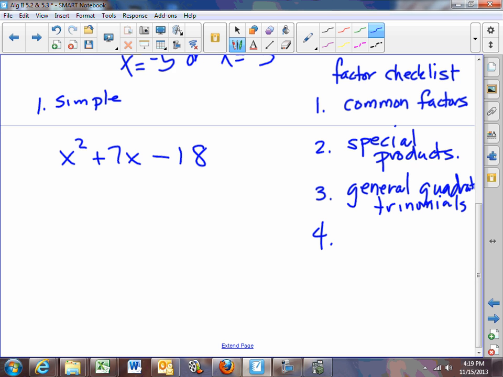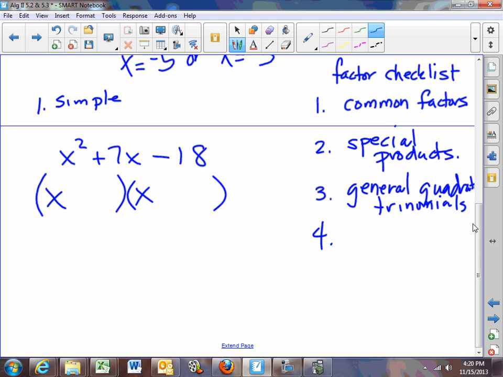Now, once again, there are no common factors. It's not a special product. And it is a simple quadratic polynomial, so we put down the parentheses and we put x here and here. Now, the question we now ask ourselves is, what 2 numbers multiply to give negative 18 and add to give positive 7? And you must include the signs in that question. What 2 numbers multiply to give negative 18 and add to give positive 7?